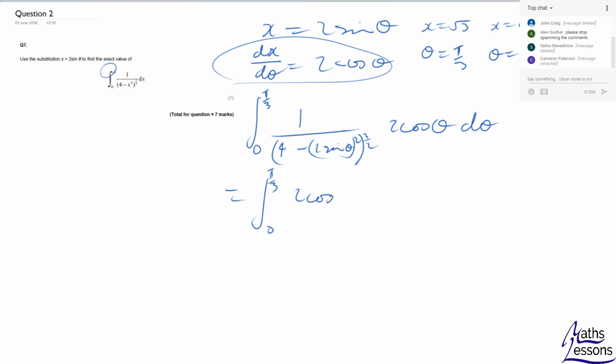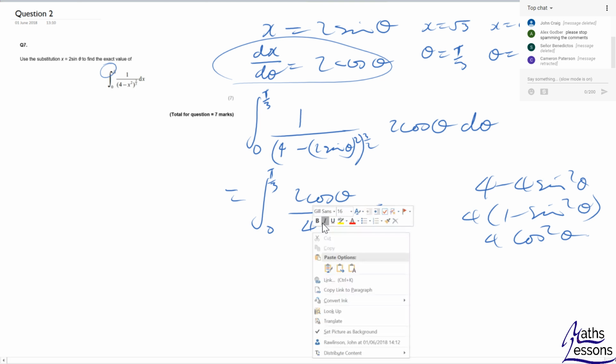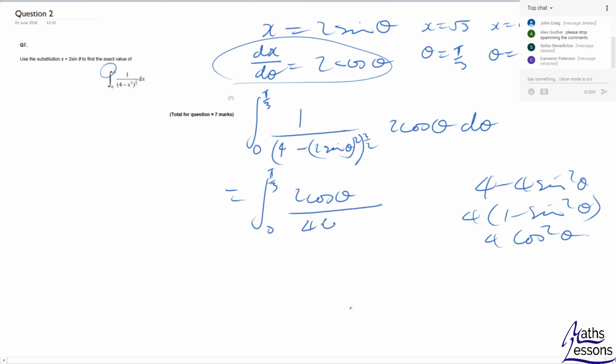So we get 2 cos theta over, now let's square this out, so we're going to get 4 sine squared theta. 4 minus 4 sine squared theta is the same as 4 times 1 minus sine squared theta, which is just 4 times cos squared theta. So we're going to get 4 cos squared theta here, and we've got that to the power of 3 over 2 d theta. Now let's do this to the power of 3 over 2. So 4 to the 3 over 2 means you're going to square root the 4 to get 2, then cube it to get 8.